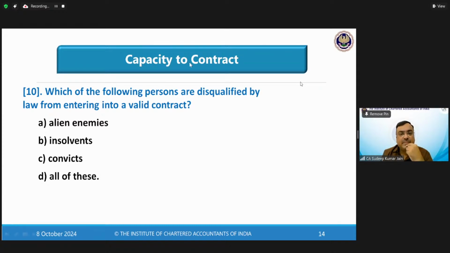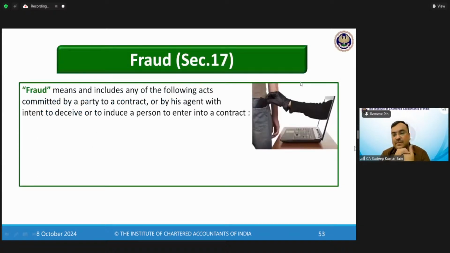चलिए, let's start with section number 17, fraud. We are discussing the unit 3. The part 2 is free consent. In the last class we have discussed section number 15, coercion, section 19, consequences of coercion, section number 16, undue influence, section number 19A, the consequences of undue influence. Now the time to discuss section number 17, fraud.